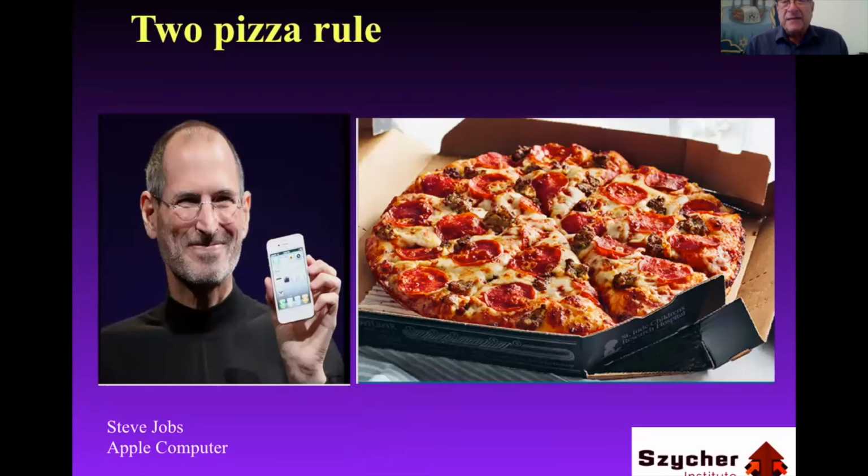Well, as a matter of fact, Steve Jobs, who is, of course, a legend at Apple Computer, used to have what he called the 2 pizza rule. And the 2 pizza rule is, if 2 pizzas cannot feed the number of people in a meeting, then you have too many people in the meeting.